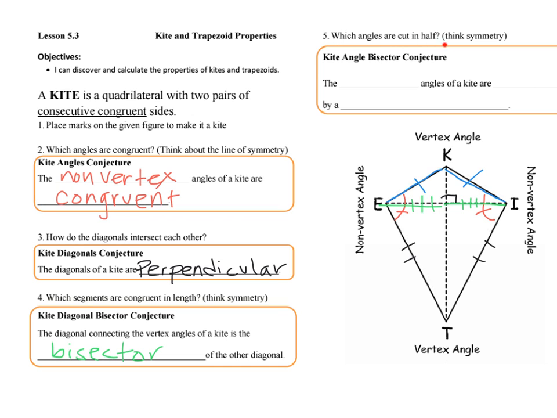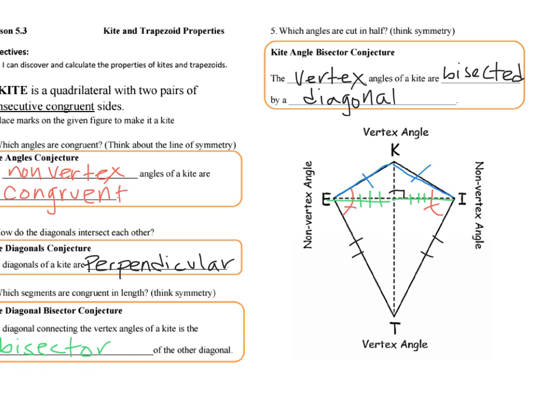Which angles are cut in half? Think about symmetry. So again, looking at our kite, if this is the line of symmetry, then this angle here and this angle here are being cut in half, and those are the vertex angles. Kite angle bisector conjecture: the vertex angles of a kite are bisected by a diagonal. And bisected just means cut in half, so cut into two equal parts.